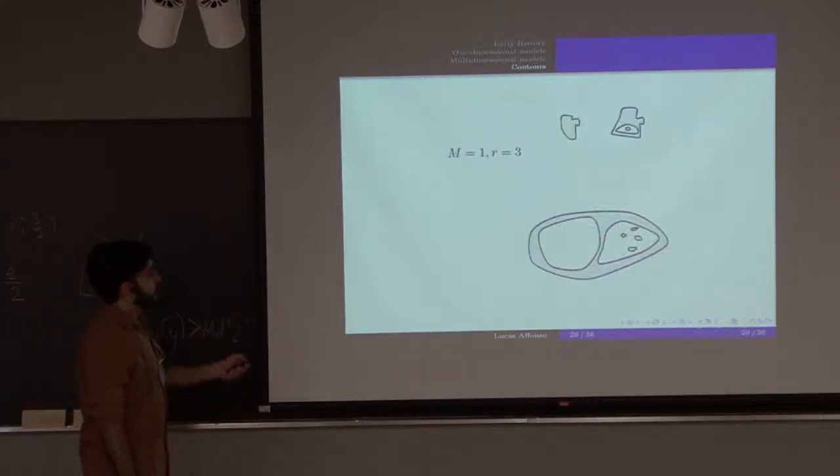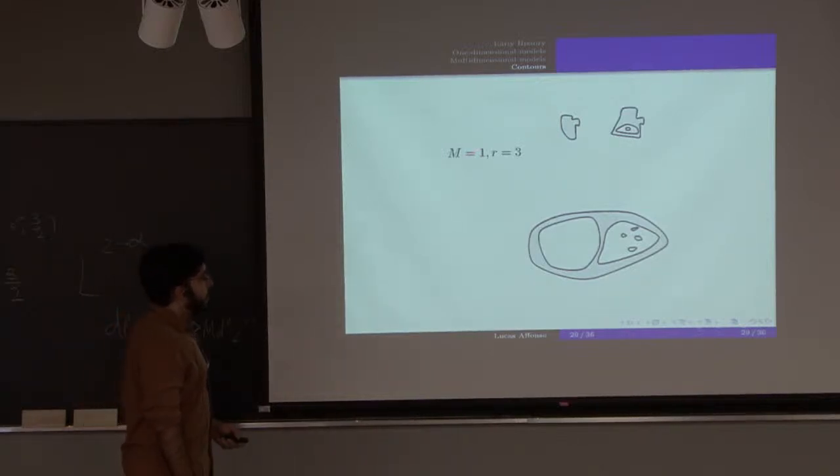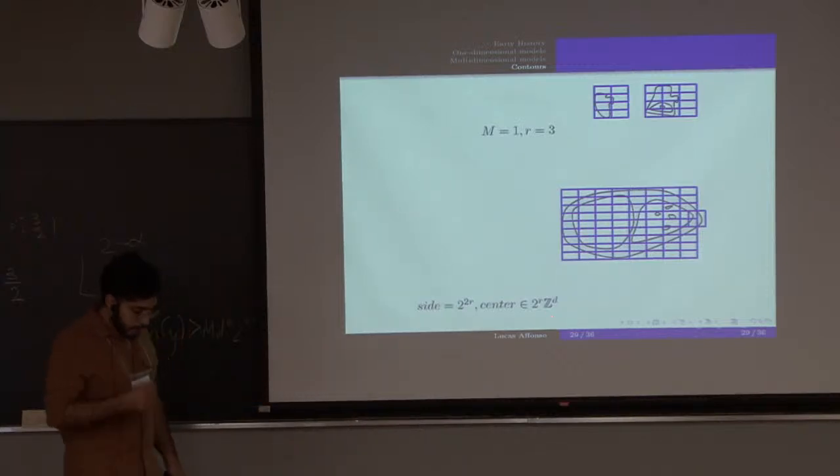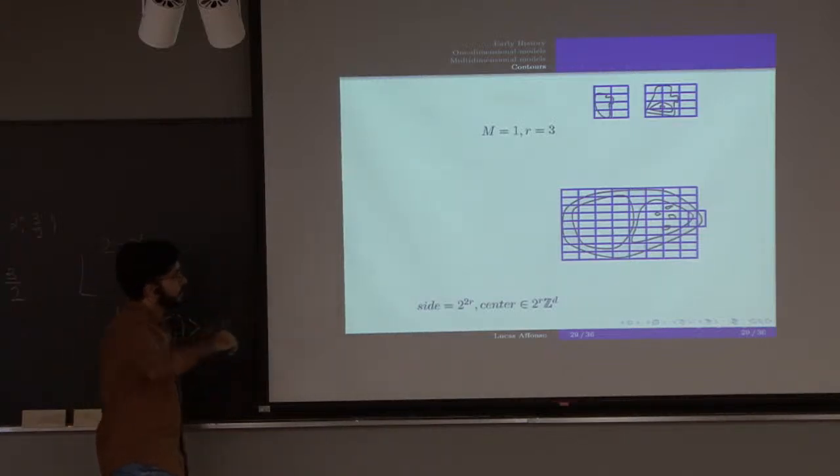Okay, so this is the remaining set. So what do we do next? Then we need to upgrade the scale. So we make a cover with cubes of side 2 to the power 2 times r, and we also rescale the center. So the center should be inside Z^d times 2r. Okay, so you have fewer cubes when you are going further in the scale.